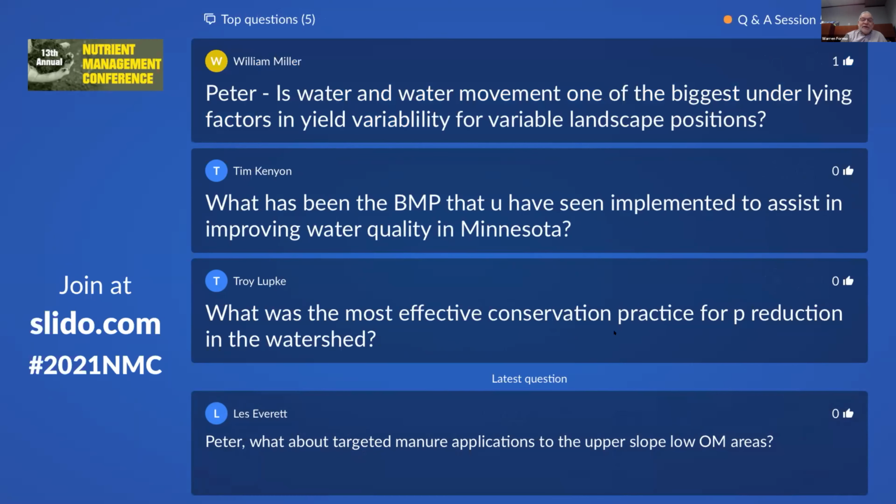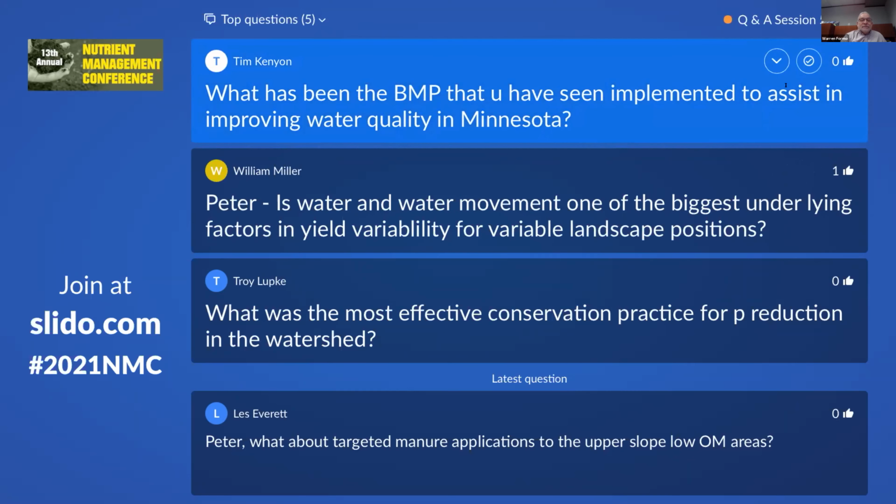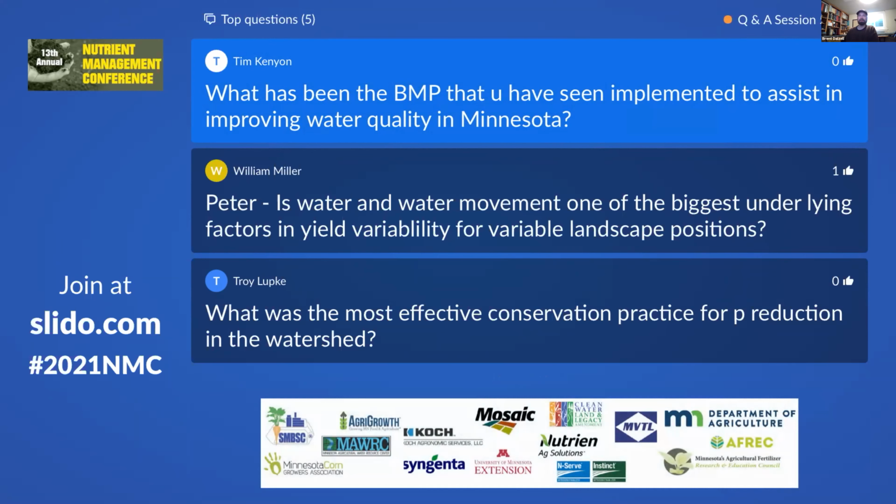Just a follow-up to that then, Brent, what has been the BMP? And maybe your answer will be that there are several BMPs that you have seen implemented to assist in improving water quality across Minnesota. Yeah, I'll steal a quote from Jeff Strzok here. He likes to say that there's no silver bullet, but there's silver buckshot.